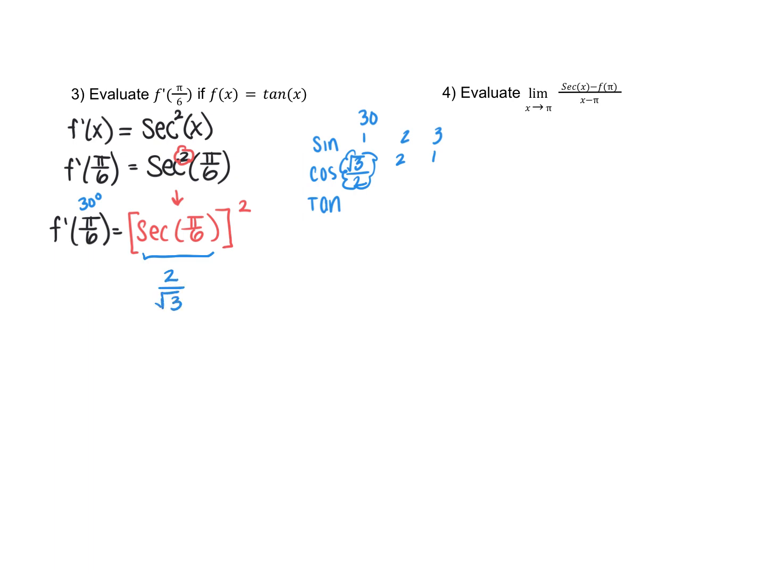And I need to take this entire thing and square it. Now, you don't need a calculator. Why? Because when you square a fraction, you square the top and you square the bottom. So 2 squared gives us 4. And rad 3 squared, anytime I square a radical, the radical goes away. It's 4 over 3. So f prime of pi over 6 is equivalent to 4/3.